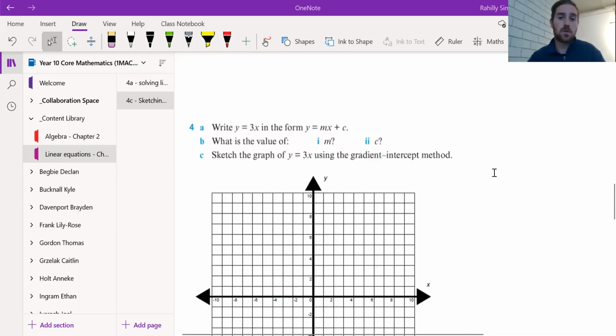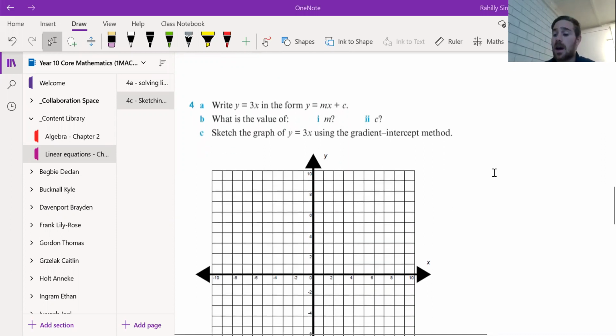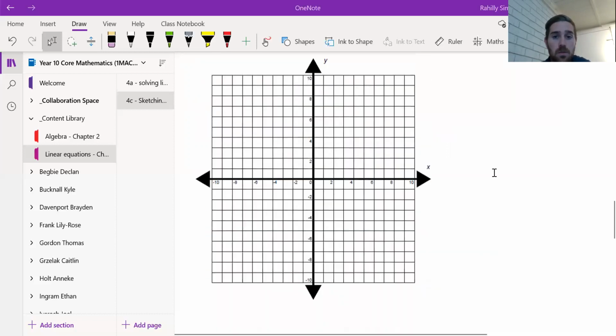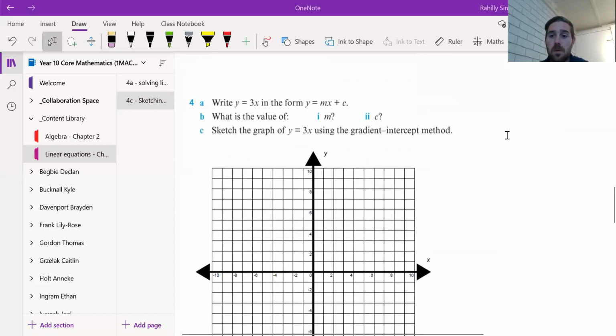So we're looking at question 4 from our textbook, which is write y equals 3x in the form y equals mx plus c, and then going from there. I'm going to use question 4 as an example, and then question 5 there'll be some questions to do, and then we'll go through an example for question 6 as well, and we'll do the same thing. But basically, I'll just work through question 4 and we'll go from there.